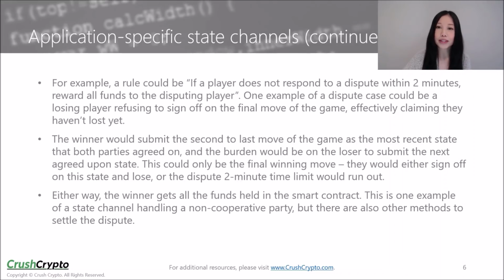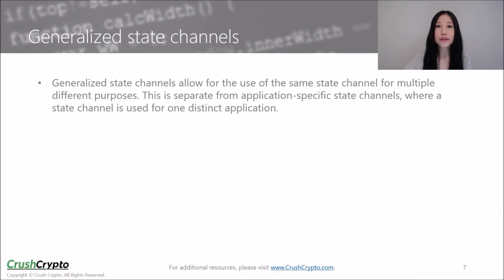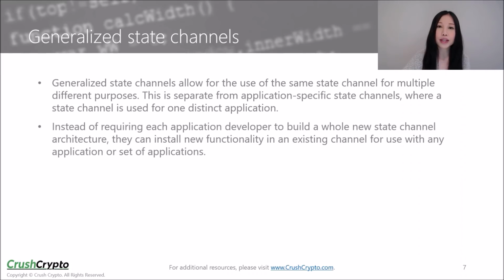This is one example of a state channel handling a non-cooperative party, but there are also other methods to settle this kind of dispute. Generalized state channels allow for the use of the same state channel for different purposes. This differs from app-specific state channels, where a state channel is only used for one distinct app. So instead of having app developers build new state channel architecture every time, developers can simply install new functionality in an existing channel for use with any app.